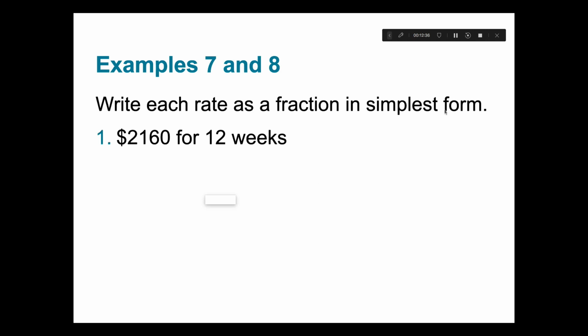The next one is $2,160 for 12 weeks. So the first one always goes on the top. So $2,160 over 12 weeks. Can that be reduced down? Yeah, it can. How do you know that? Well, they are both even numbers. That's a great idea.